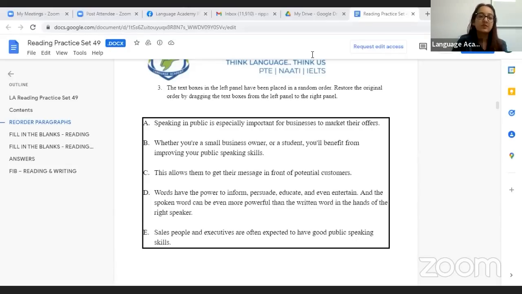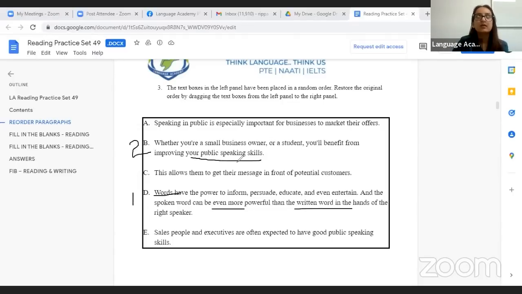Okay, so the first sentence was D because it's a general sentence. Words have the power to inform, persuade, educate, and even entertain. And the spoken word can be even more powerful than the written word in the hands of the right speaker. So they were basically trying to say that words are very important if used correctly. And then the second one was whether you are a small business owner or a student, you will benefit from improving your public speaking skills. So from this sentence, which was also about spoken and written word, we have just taken up the speaking section out of that. And we are saying everybody gets benefited from public speaking skills.